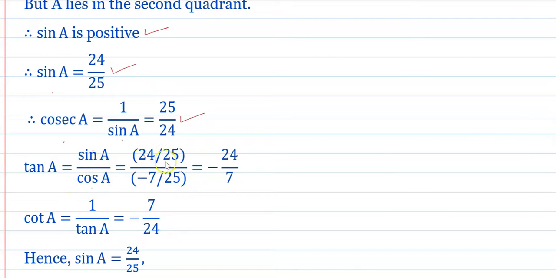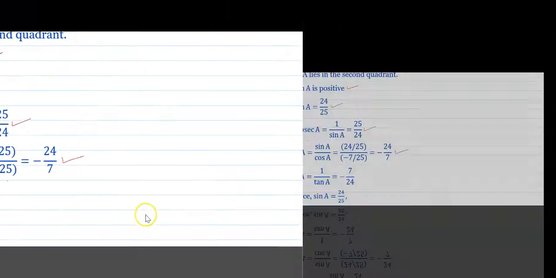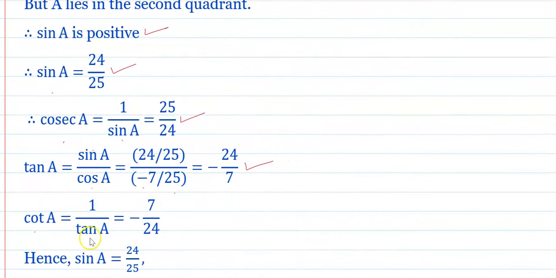24 upon 25 minus 7 upon 25. 25 gets cancelled and you are getting minus 24 upon 7. Next, cot a is equal to 1 upon tan a, that is equal to the reciprocal of this tan a, that is minus 7 upon 24.